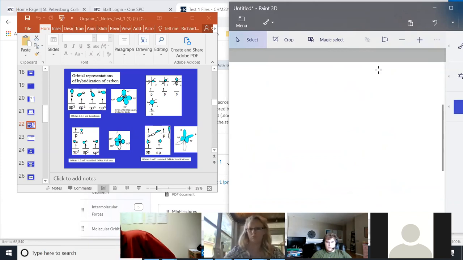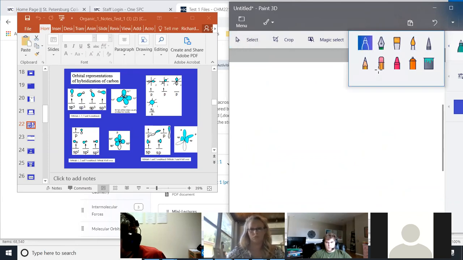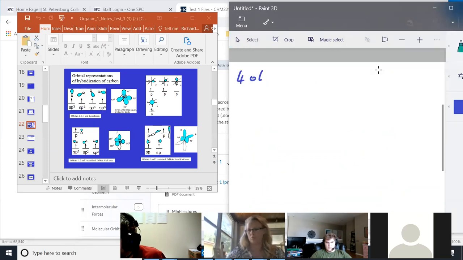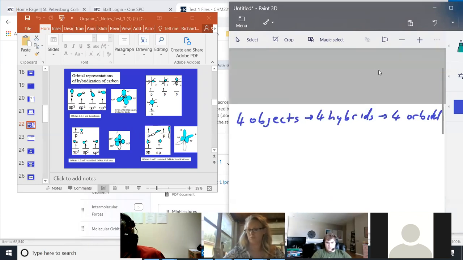So sp3, as you can see, there are 4 sp3 hybrids. So this is how we work it out. Okay, so we look at the number of objects, 4 objects. It means we need 4 hybrid orbitals for those 4 objects, which means we need 4 orbitals to make those, which means we need 4 sp3 hybrids.